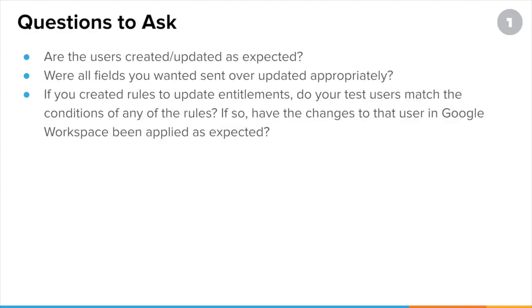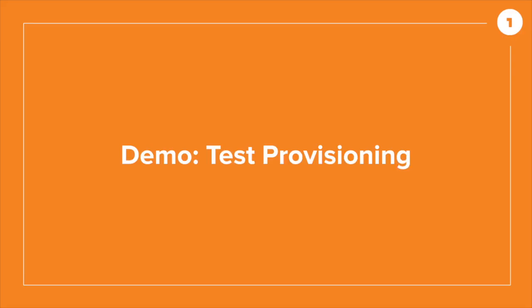Once the users are assigned to the role, ask and check the questions here, like, are the users being created and updated as expected? Are the fields being sent over? If you created any rules, were the users assigned to the Google groups correctly, right? Those are the things that you want to make sure are flowing correctly over to Google Workspace from your app connector. So let's go do a little testing.